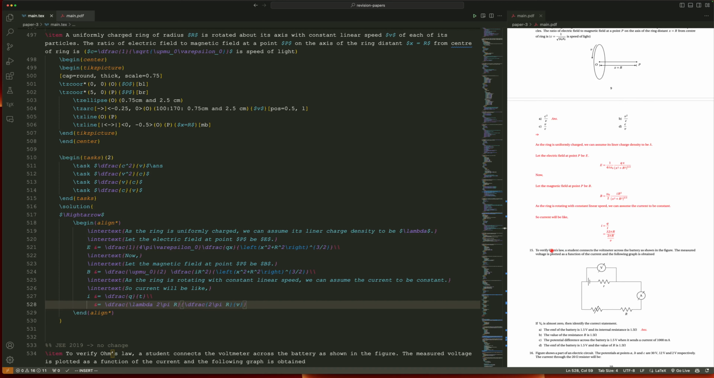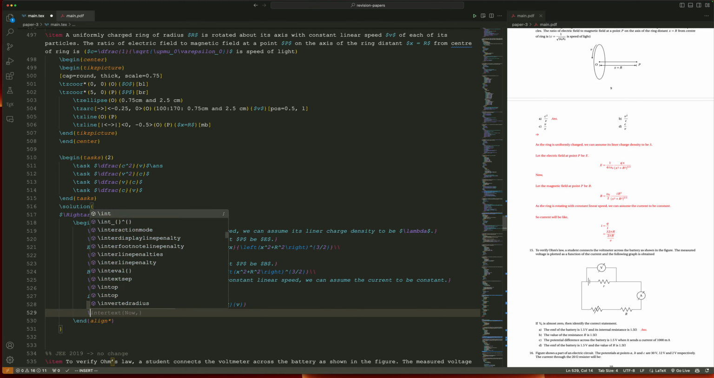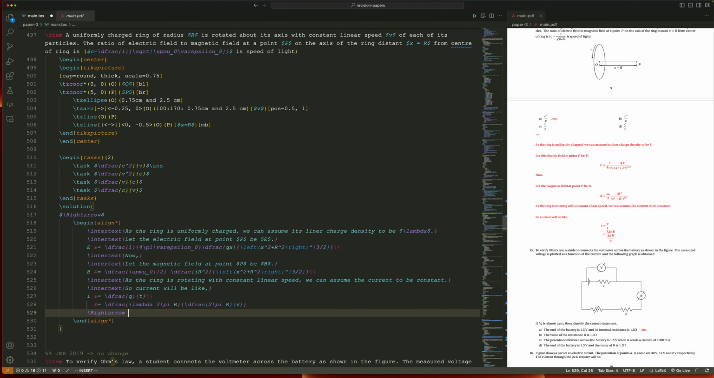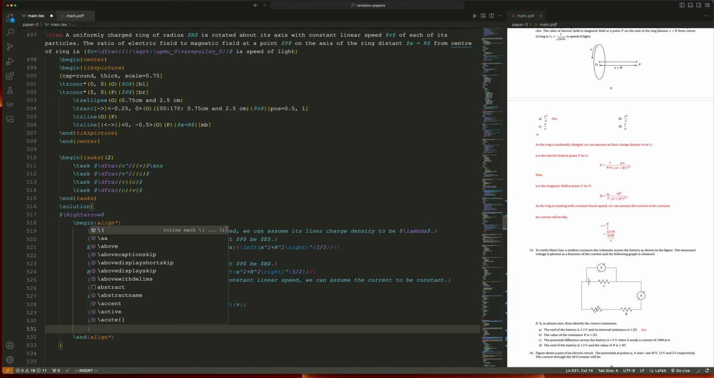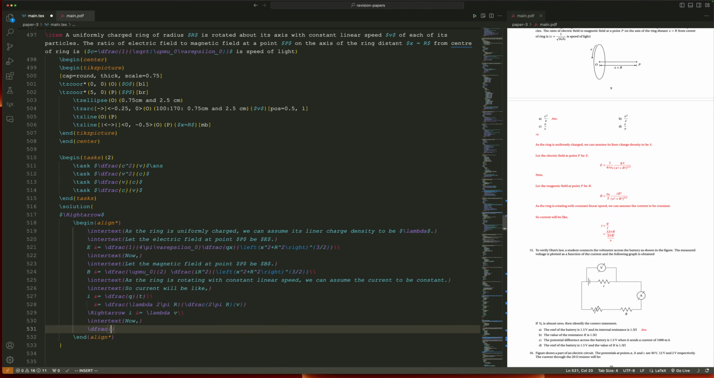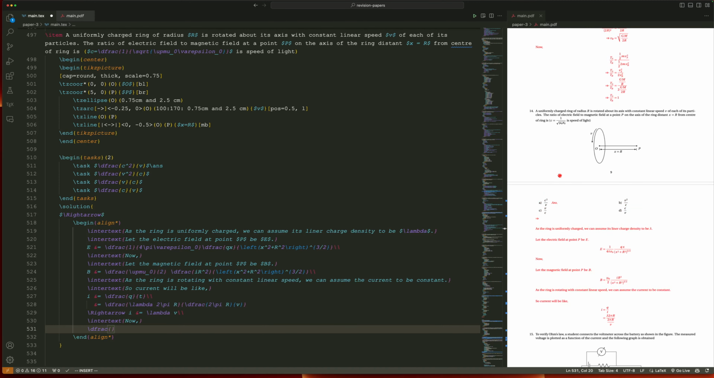So yeah, lambda times v. So let's, oh man, right arrow, lambda times v. Yes, it's absolutely fine. Now yes, it's positive, sorry. We have to find out the ratio of electric field. That means electric field to the magnetic field is equals to, yes, let's run it first.